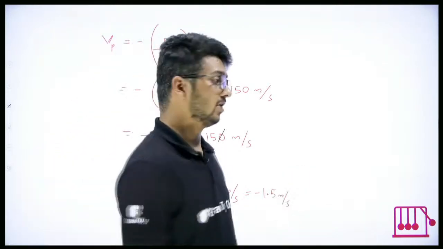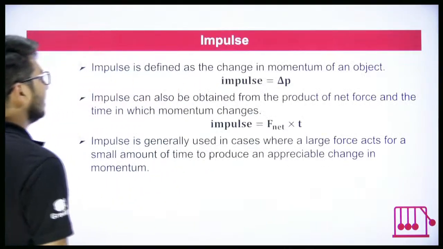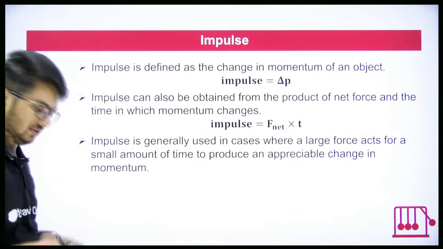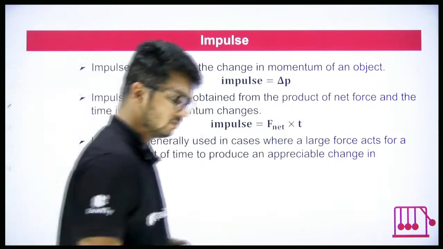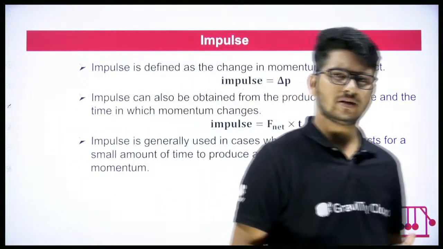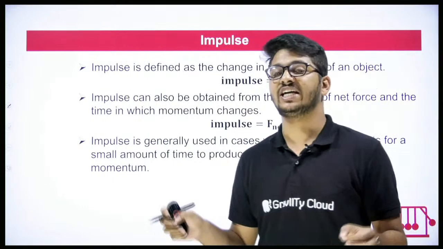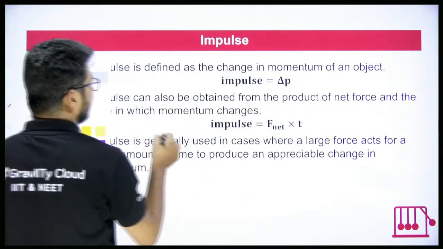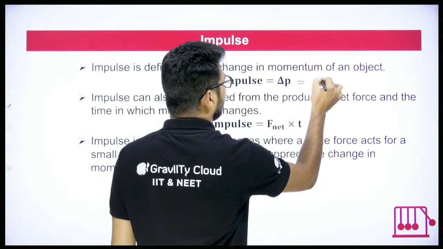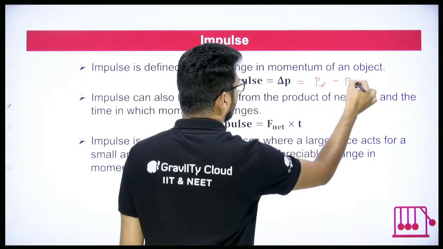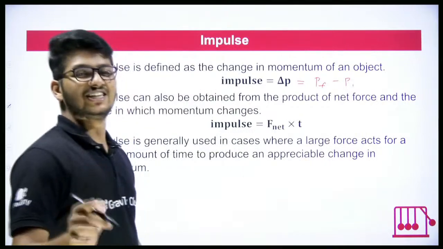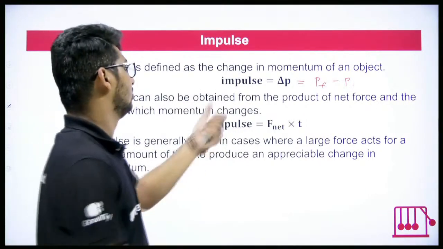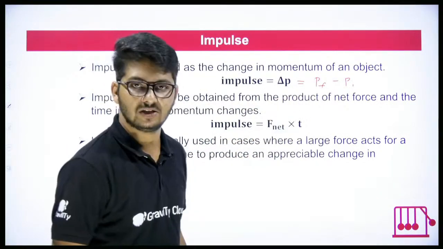Okay, good. Let's continue. Now, similarly, we have something called impulse, a new quantity. Now, what is impulse? Impulse is nothing but change in momentum. And when I say change in momentum, it is equal to final momentum minus initial momentum. Always. Change means final minus initial.